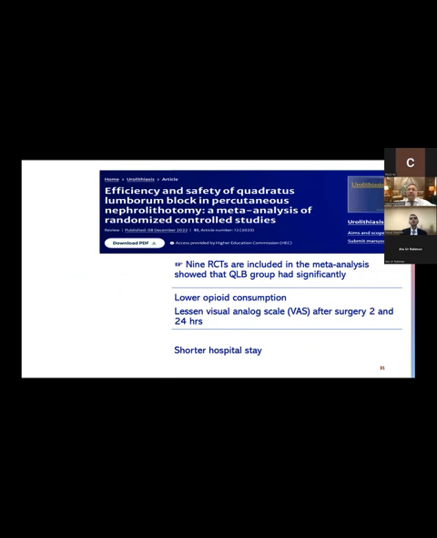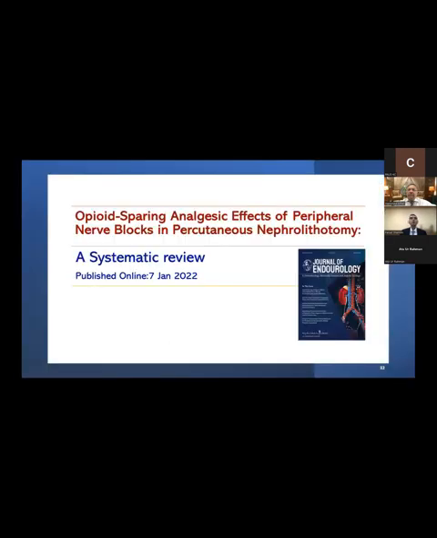On the efficacy and safety of quadratus lumborum block, a meta-analysis published in Urolithiasis included 9 RCTs. There is lower opioid consumption, lower visual analog scale scores, and shorter hospital stay. It is an opioid sparing analgesic. Now I again searched to find any comparisons of erector spinae block with quadratus lumborum block between these two blocks, but I couldn't find a published study.